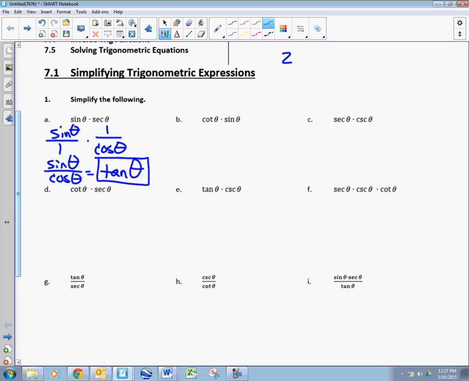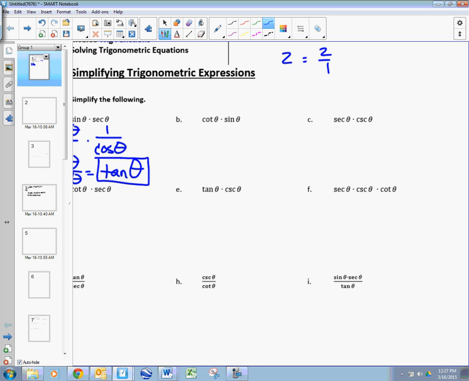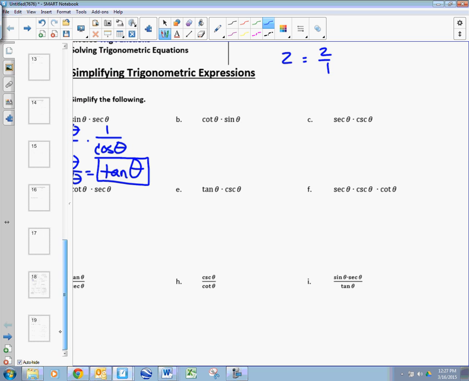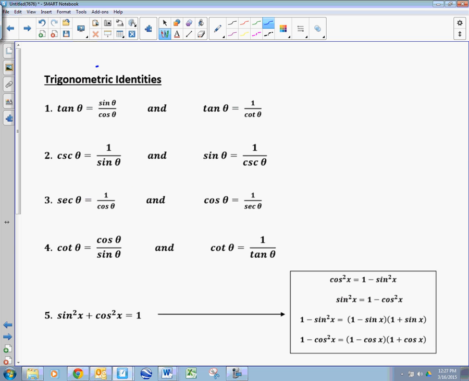Two can be written as 2 over 1. Same thing as sine. Sine can be written as sine over 1. Secant, I want to write it in terms of sine and cosine. So if you look at it, secant says that it is 1 over cosine.